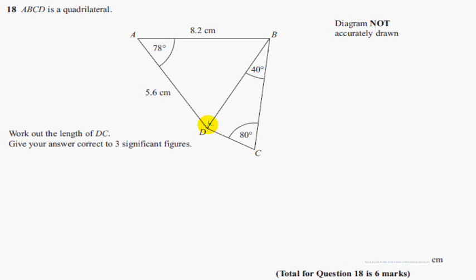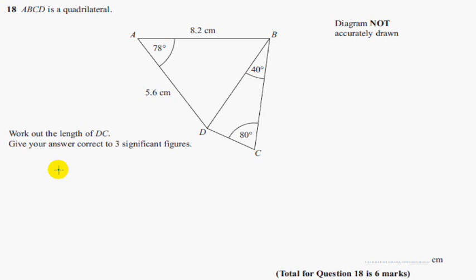So first of all, we're going to need to know what DB is. Now, you can't use Pythagoras, they're not right angle triangles. You're going to have to use the cosine rule.